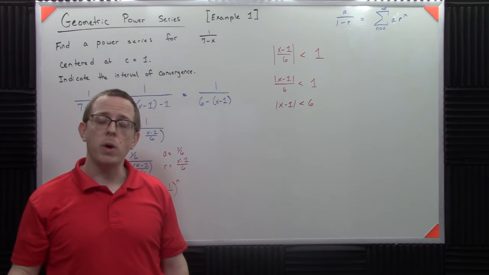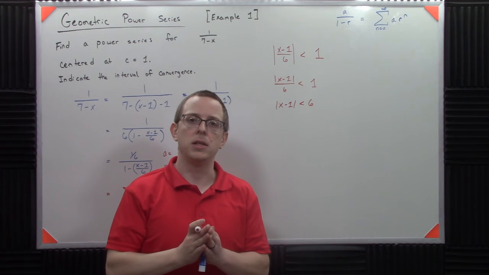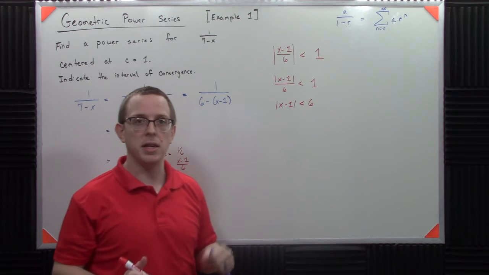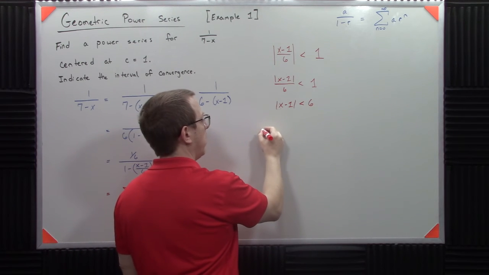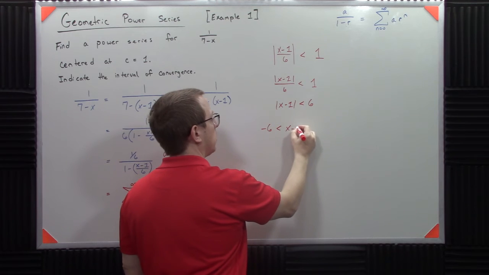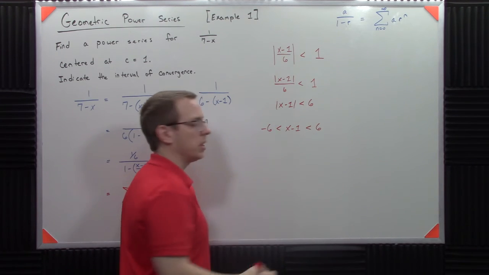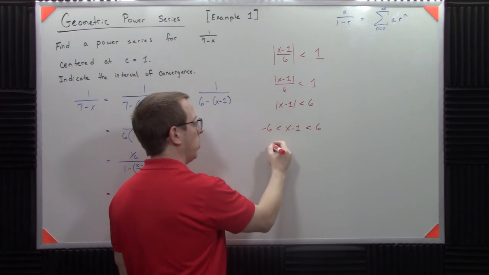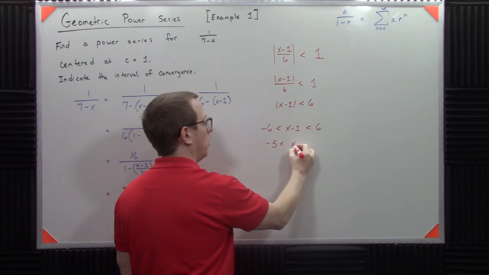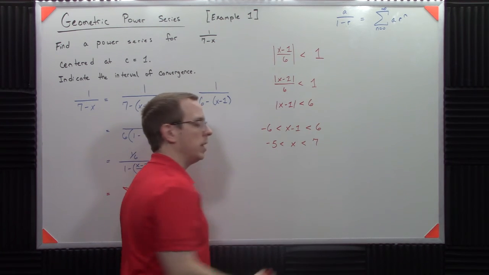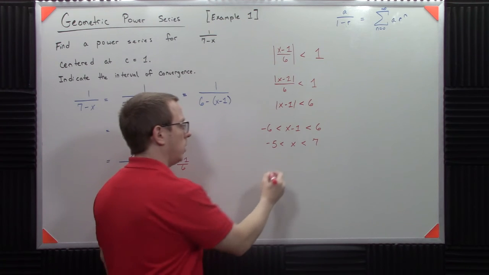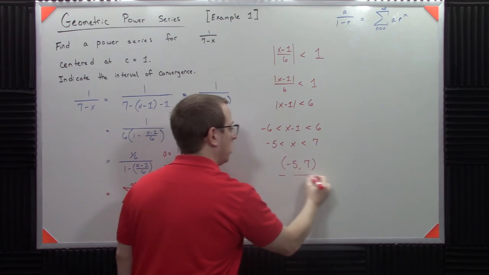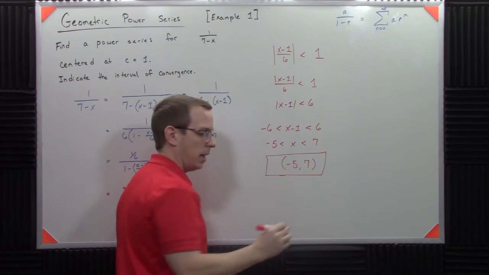Now, the easiest way to solve this type of problem is to set it up as a double inequality, because if the magnitude is less than 6, what that's telling you is that it's greater than negative 6, but it's less than positive 6. That's the easiest way to do that. Why is that helpful? Because then if I just add 1 to both sides, I get negative 5 less than x less than 7. So my interval of convergence is negative 5 to positive 7.